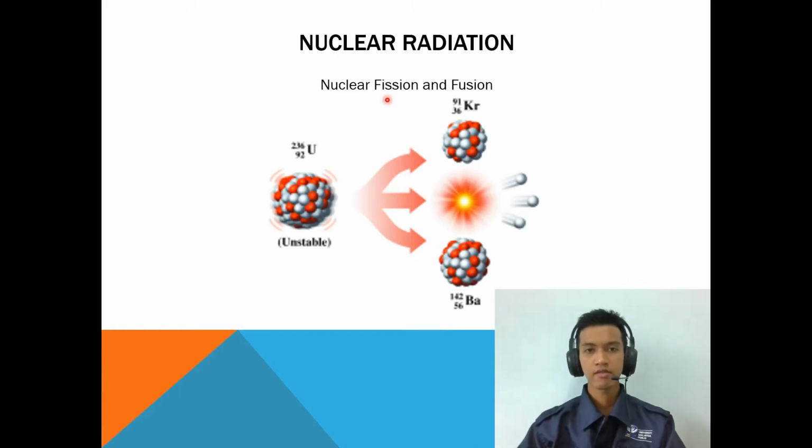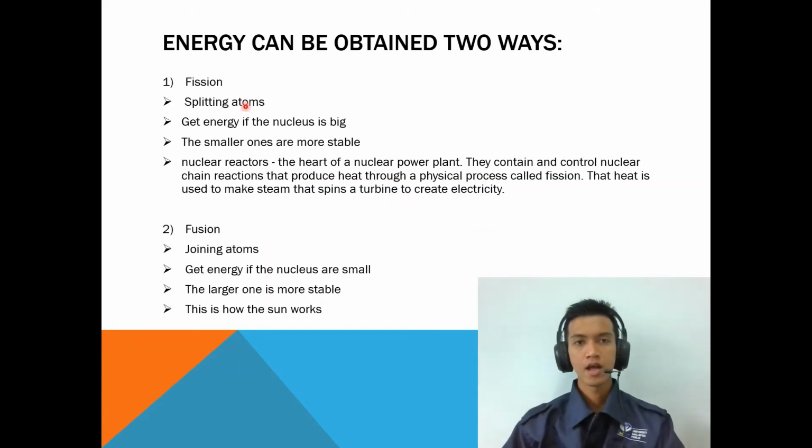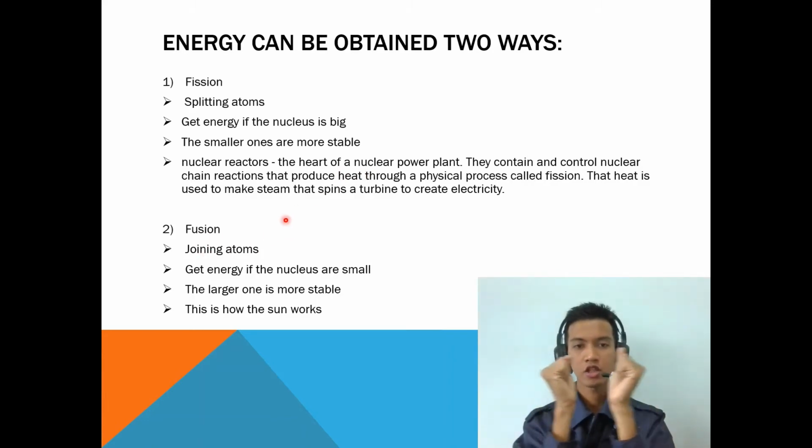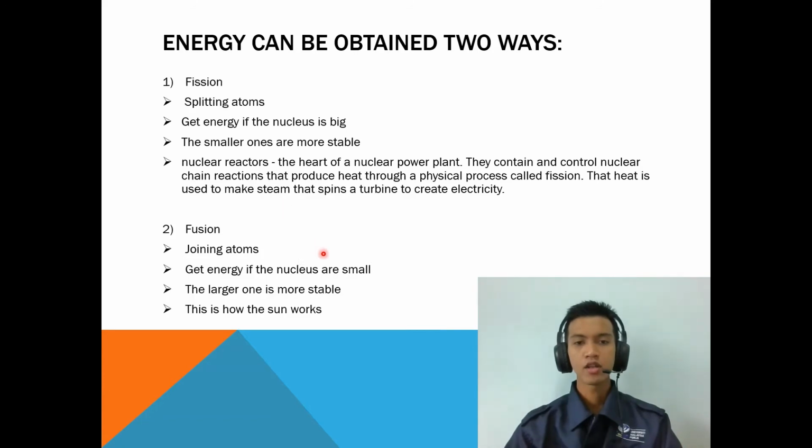Okay, in nuclear reactions, there are two: nuclear fission and fusion. For the first one, we can see uranium, and then krypton, barium, and also boron. Energy can be obtained in two ways, which are fission and fusion. For fission, we are splitting the atom. Get energy if the nucleus is big, the smaller ones are more stable. Nuclear reactor means the nuclear power plant. For fusion, we are joining atoms together to get energy. If the nuclei are small, the larger one is more stable. This is how the science works.